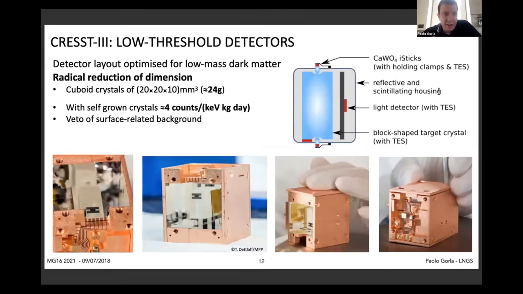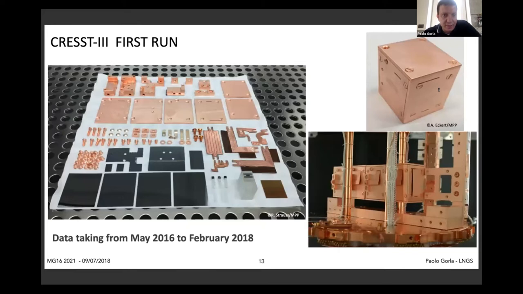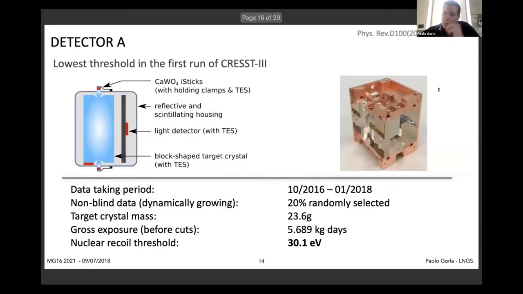So in recent years, what we call the CRESST-III phase of the experiment, detectors were tuned to explore light dark matter. So the mass of the crystal was reduced to 24 grams to reduce the heat capacity and improve the response. And thanks to this configuration, this is just a picture of the number of parts that are needed to build one of such modules, we were able to push our sensitivity as low as 30 electron volts in threshold, and this allows us to explore regions of the parameter space that were never explored before.